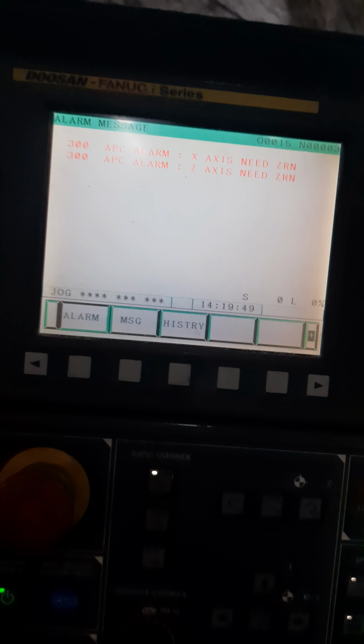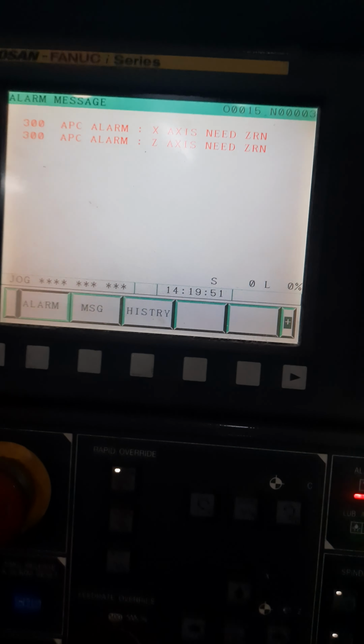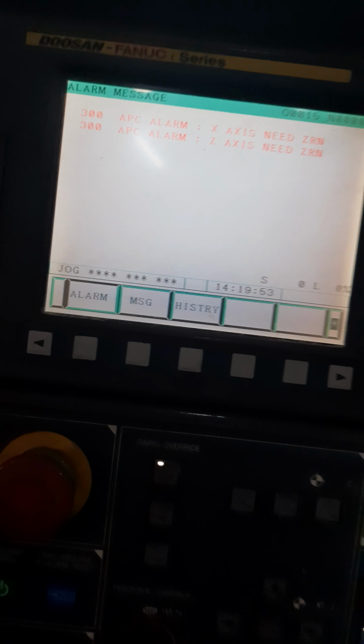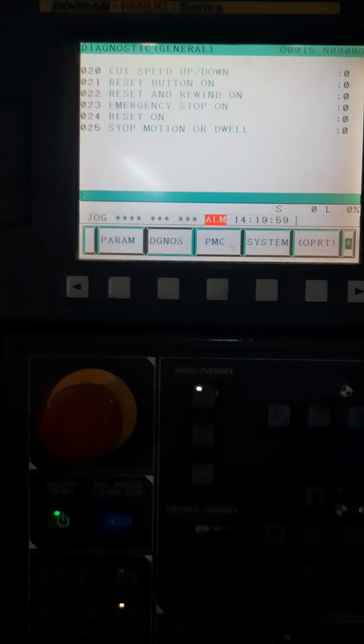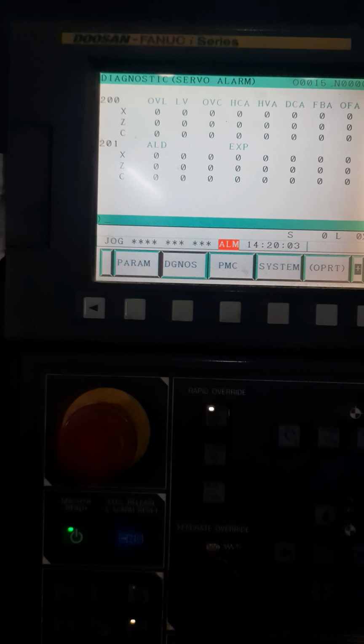Now see, after changing the battery, two alarms are present, that is X and Z need ZRN 300 alarm. So then we will check the diagnosis again. 204, 201, 204, 204 BLA is 0. So we need to check that parameter.